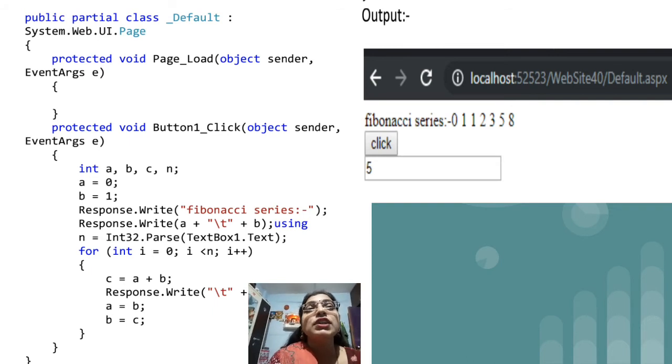So initially we have taken 0 1, so 0 plus 1 is 1. After that take the next two numbers, that is 1 plus 1 is 2. After that take the next two numbers, that is 1 plus 2 is 3. Then 2 plus 3 is 5, and 3 plus 5 is 8. So like that the series is generated. Now we will see the execution.